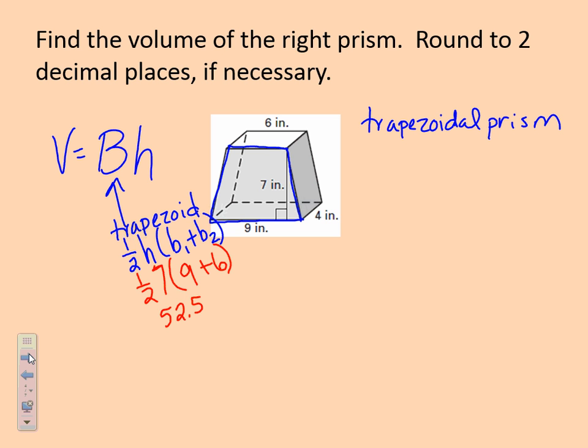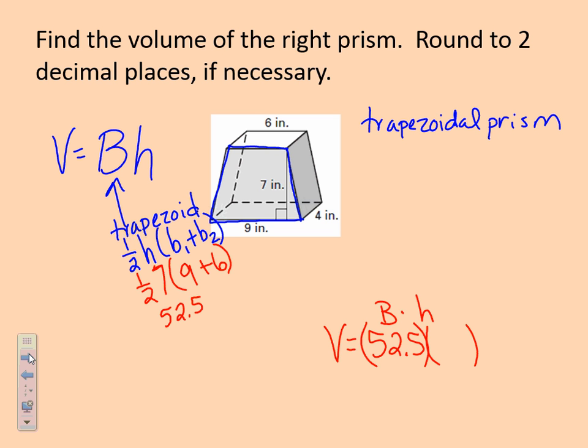So far I have volume equals 52.5, that's the area of the base, times the height. So now I need to get the height of my prism. How tall would this box be? Now be careful. 7 looks like it's the height, but remember this box is supposed to be sitting on its base. Somebody's come along and knocked it over. The base is supposed to be the trapezoid.